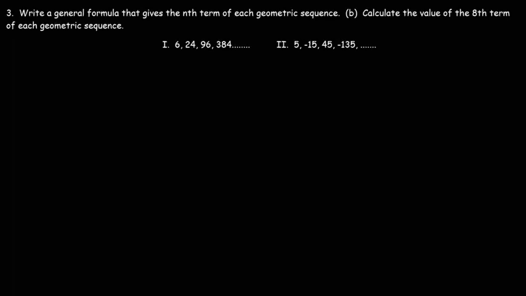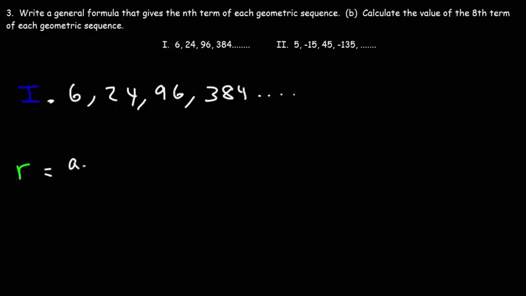Write a general formula that gives the nth term of each geometric sequence, and then calculate the value of the 8th term of each of those geometric sequences. So let's start with number 1. So we have the numbers 6, 24, 96, 384, and so forth. The first thing we need to do is calculate the common ratio. So let's divide the second term by the first term. Dividing 24 by 6, we get 4.